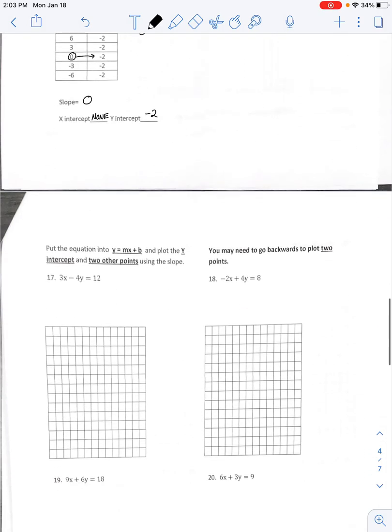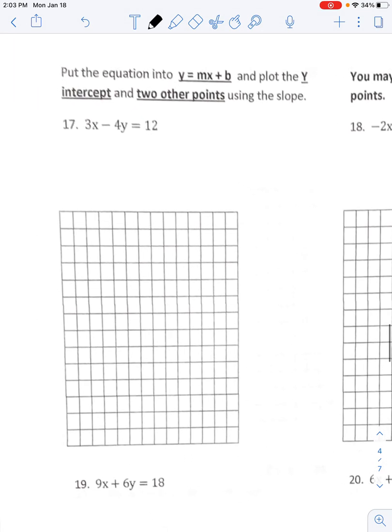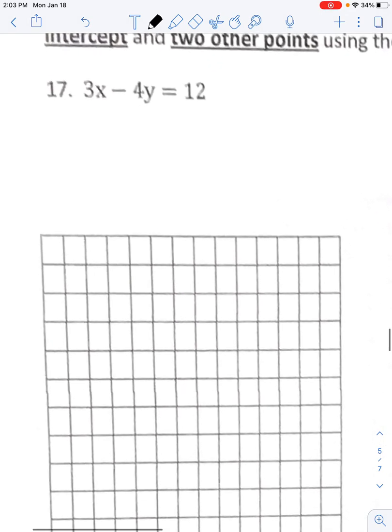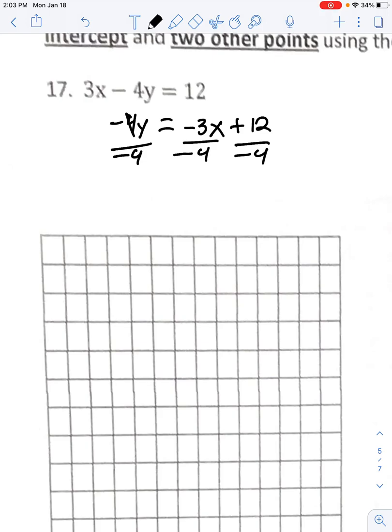All right. Next page, number 17, it says, put the equation into y equals mx plus b and plot the y-intercept and 2 other points using the slope. Remember, 3 steps. Step number 1, take the x, move it to the other side, and change the sign. Step number 2, drop the y down and drop your other number down. Step number 3 is to divide all the way across. So in this case, y equals negative over negative is a positive, so 3 over 4x minus 3.